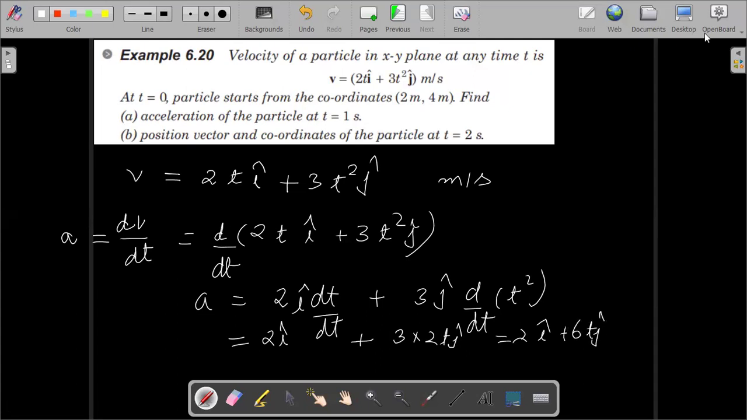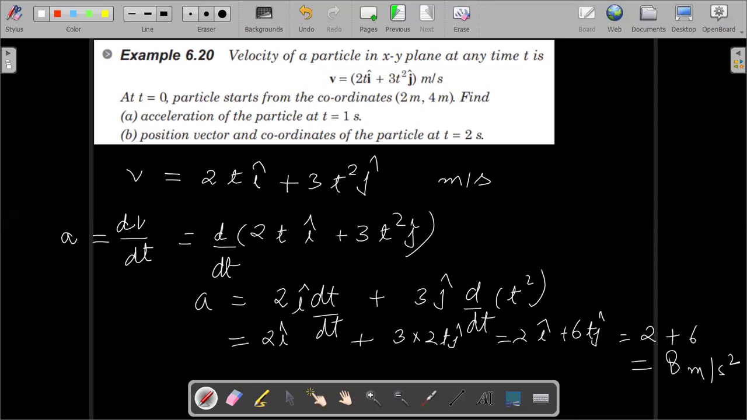Since we have to find the acceleration at t equals 1 second, we get 2 plus 6, and this should be equal to 8. Yes, 8 meter per second square is the acceleration at t equals 1 second. Okay.